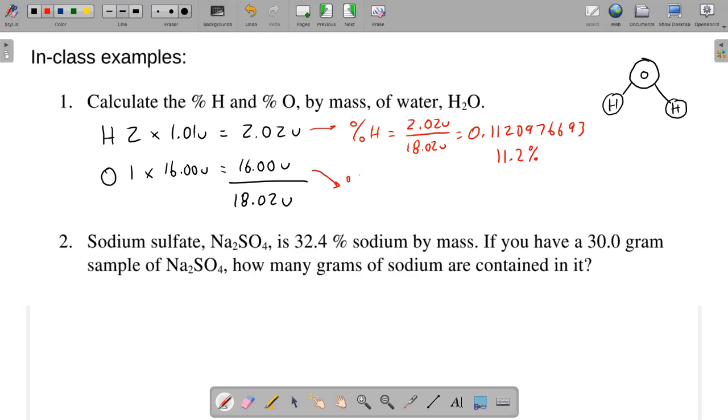Now the percent that's oxygen, you might say, well, can't I just subtract 11% from 100%? And yes, you kind of can, but there's reasons why you don't want to do that. First off, when you take 16 divided by 18.02, this comes out to be 0.8879023307. That's what my calculator says. Each of these two values has 4 significant figures. So this can have 4 significant figures. The decimal place is going to go after the second 8, and I can have 4 significant figures, 88.79%.